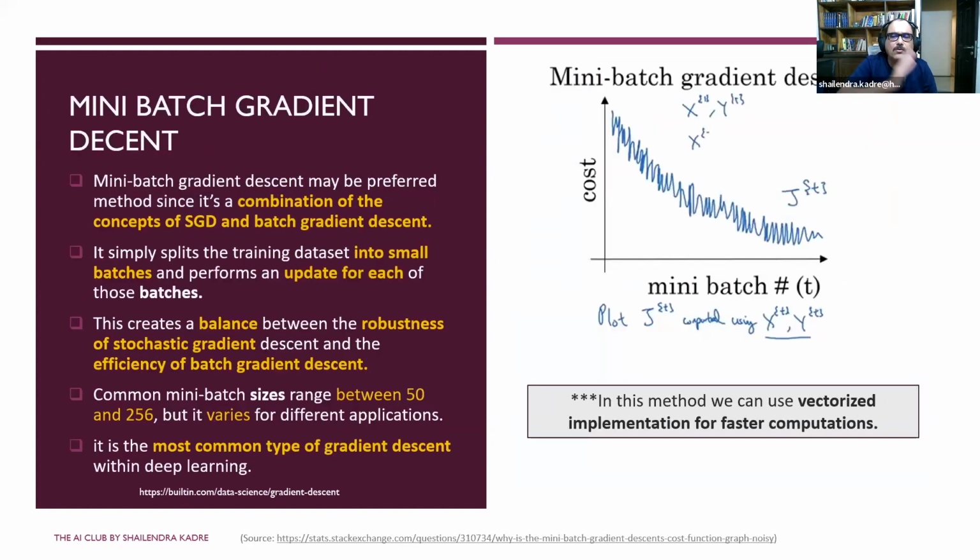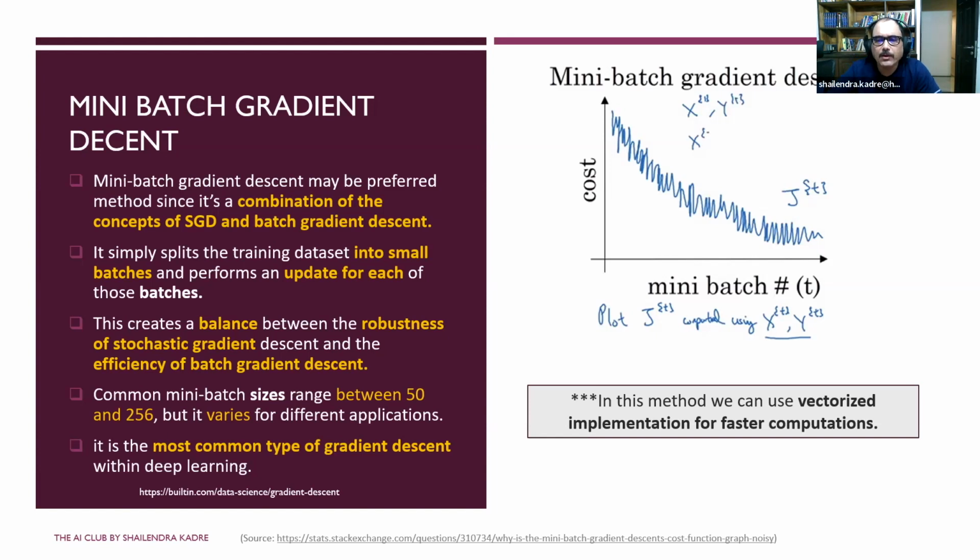Then what is the way out here? The way out is to go in between. Don't take the full batch, and don't take only a single record. Use something in between. So we take something in between, 50 to 256. Suppose I have 1 million records and I take them in batches of 50. So 1 million divided by 50, that many times I will update the parameters. And the mini batch is what we are supposed to use most of the time when you are doing the training.